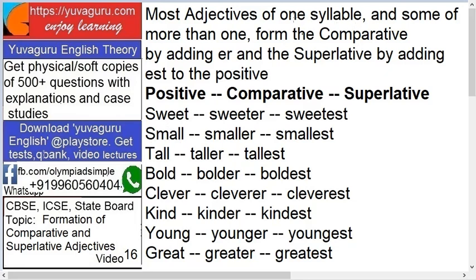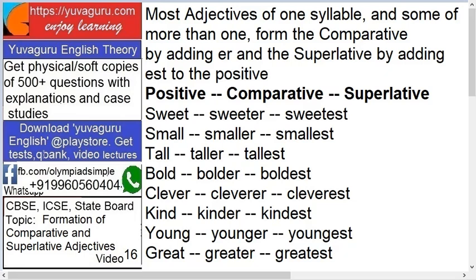So words which have one syllable or more than one syllable form the comparative by adding er and the superlative by est. Now it's easy. Sweet, comparative er, sweeter. Superlative est, sweetest. Similarly small, smaller, smallest. Tall, taller, tallest. Bold, bolder, boldest. Clever, cleverer, cleverest. Kind, kinder, kindest. Young, younger, youngest.